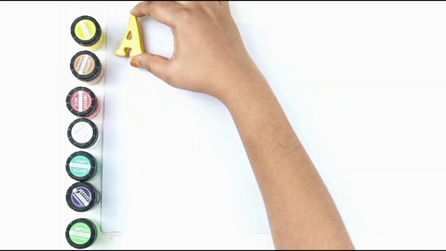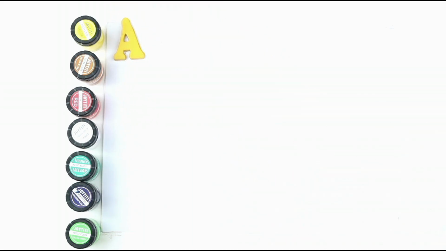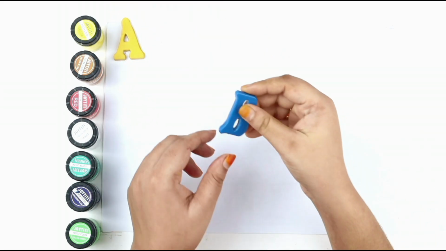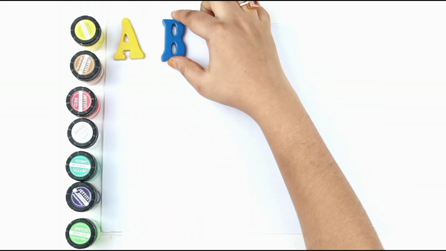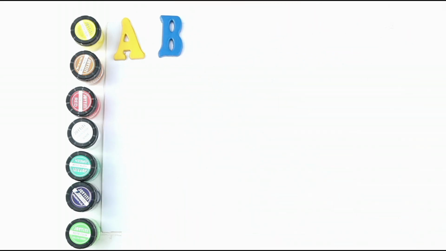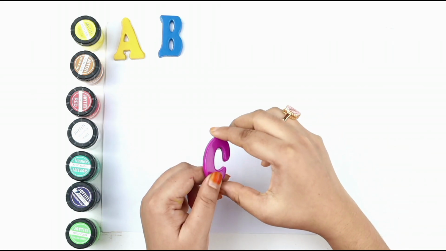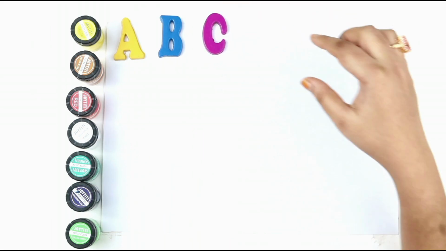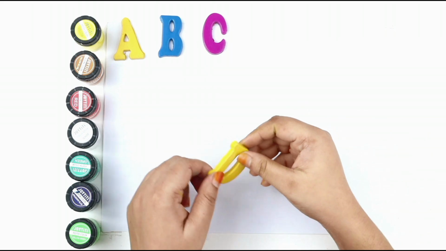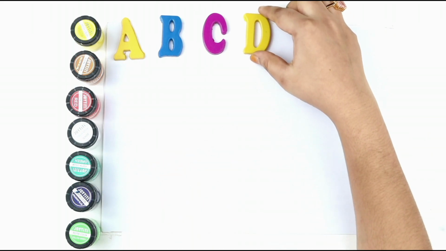Yellow color, A for ant. Sky blue color, B for banana. Purple color, C for cow. Yellow color, D for dog.